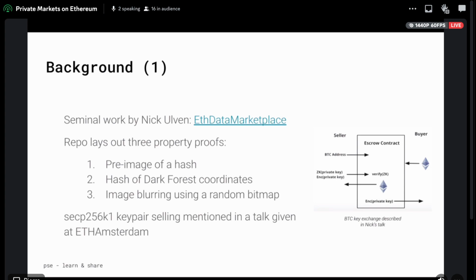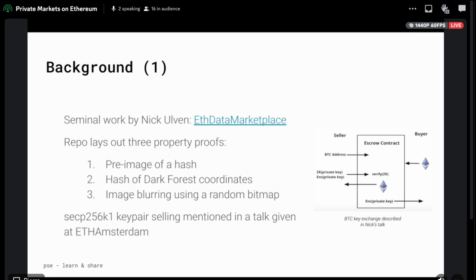Cool. So let's go over the background a bit. This work builds on some early work by Nick Ulven, called ETH Data Marketplace. It's a very interesting repo that I advise you to check out if you are interested in those things, because it lays out in a very smart way all of the primitives that private markets basically leverage.